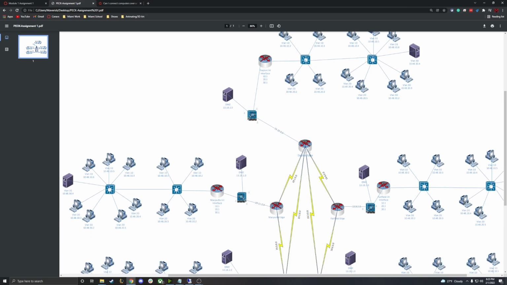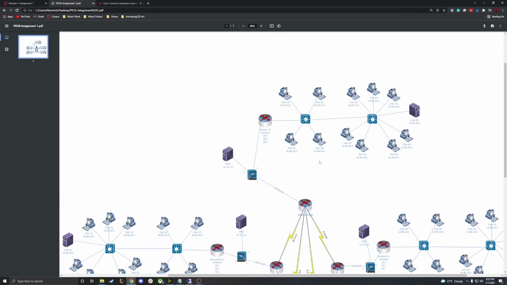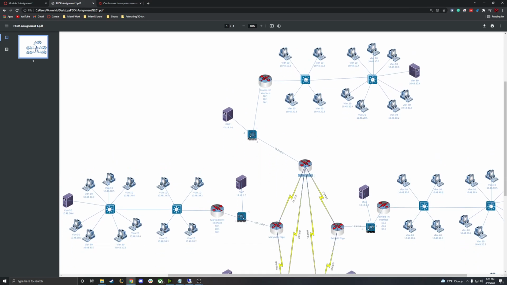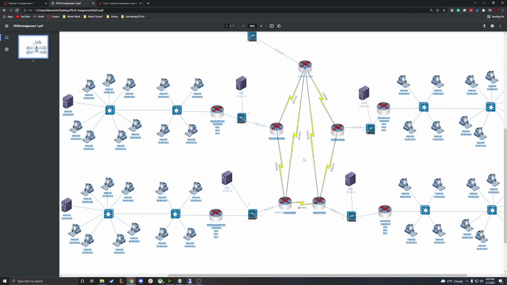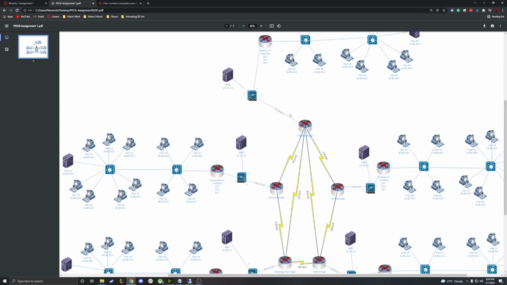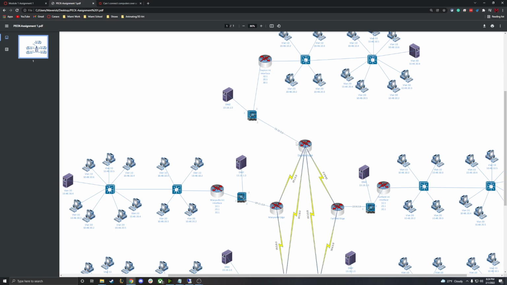I'll just start off with Dayton Edge. I'm just going to cover the Dayton network. I put the Edge router here because it connects to all the other Edge routers and helps form the intranet for whatever corporation this would be, or university, or whatever.